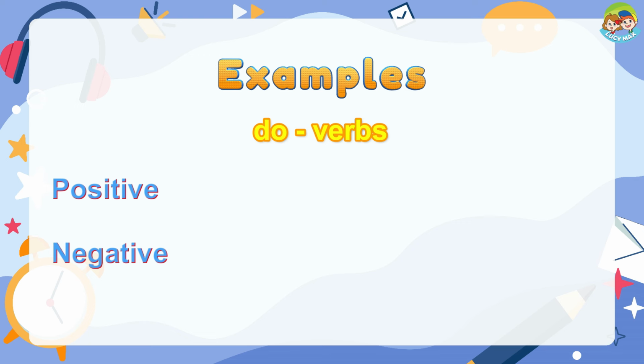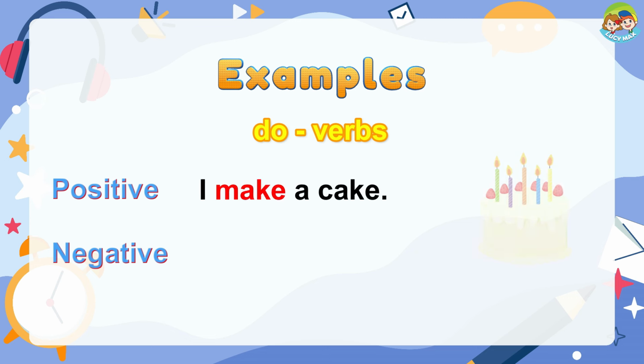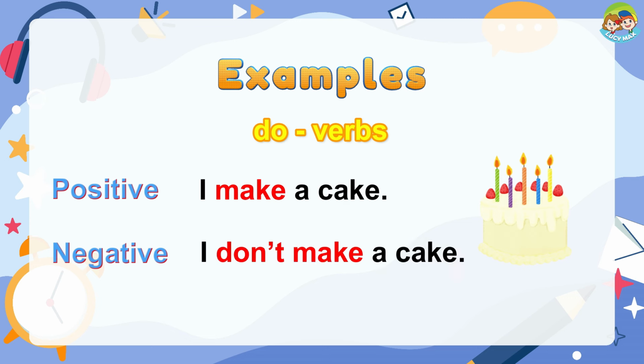We have positive changed to negative do verbs. The first one says, I make a cake. The negative is, I don't make a cake. Not is after the do verb. It comes before the verb make.